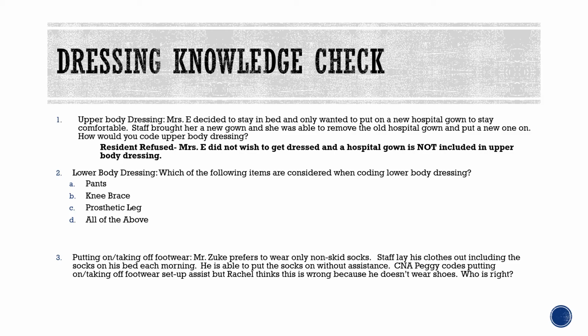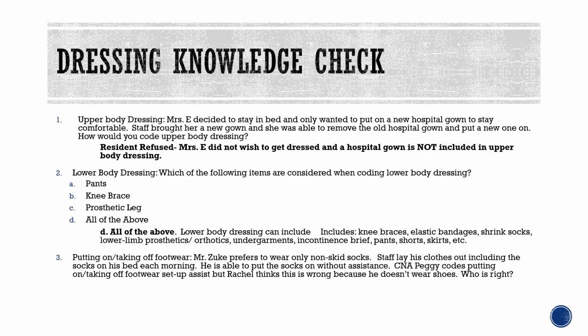Lower body dressing. Which of the following items are considered when coding lower body dressing? A, pants, B, a knee brace, C, prosthetic leg, or D, all of the above? This is D, all of the above. Lower body dressing can include knee braces, elastic bandages, shrink socks, lower limb prosthetics, orthotics, undergarments, incontinence briefs, pants, shorts, skirts, etc.